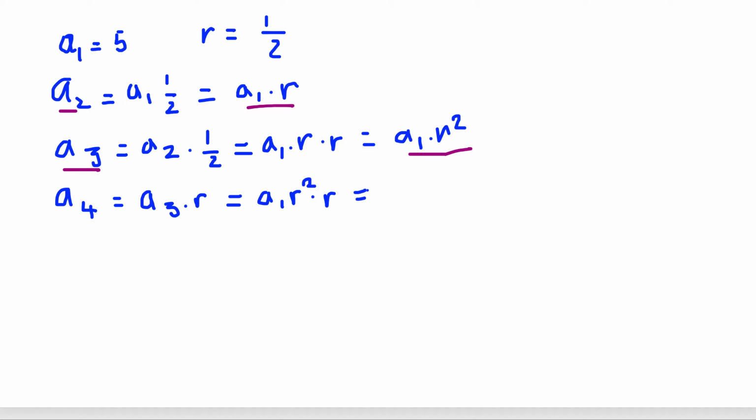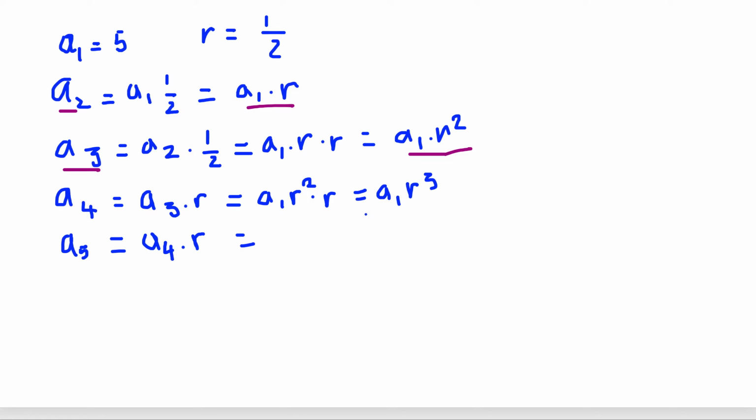and this is equal to A sub 1 R cubed. If you look at A sub 5, A of index 5 is going to be A sub 4 times R. So this is a recursive formula, a recursive definition of the geometric sequences.